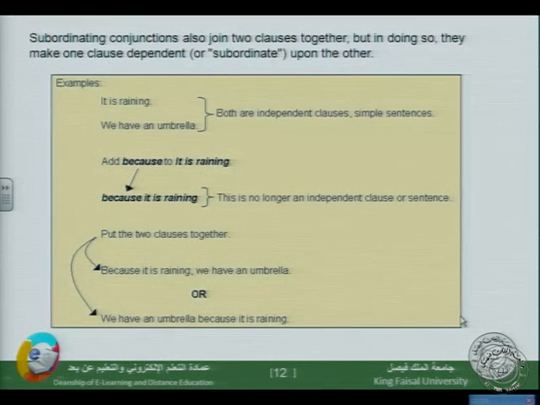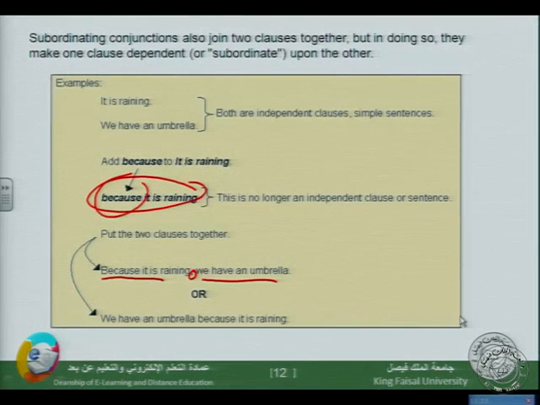Okay, now in this case you need to put the two clauses together. Because it's raining, we have an umbrella. لاحظوا because it's raining فاصلة we have an umbrella، لأنه هنا في هذه الجملة ما كانت مكتملة، لأنه أضفنا لها because، لازم يكون سبب ونتيجة. Because it's raining, we have an umbrella. أو ممكن نعكس الجملة، نضع هذه في المقدمة: we have an umbrella because it's raining، مجرد ما كانت because في الوسط بنحذف الفاصلة.